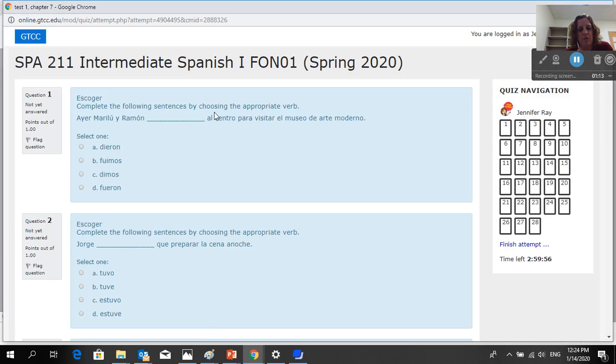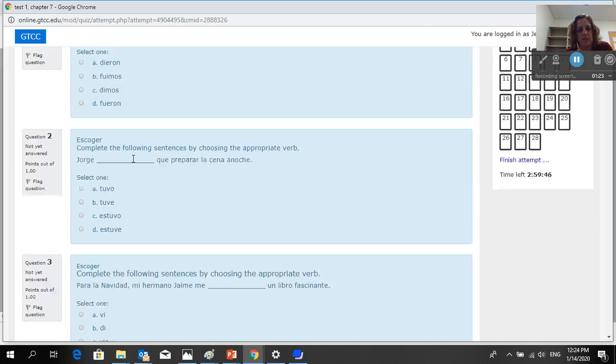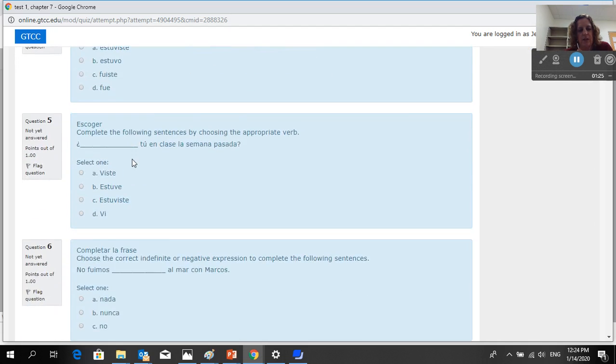The first part says, complete the following sentences by choosing the appropriate verb. So read through the sentence and then pick the verb, and the spelling of the verb, that would best complete the sentence. You have quite a few that are like that.